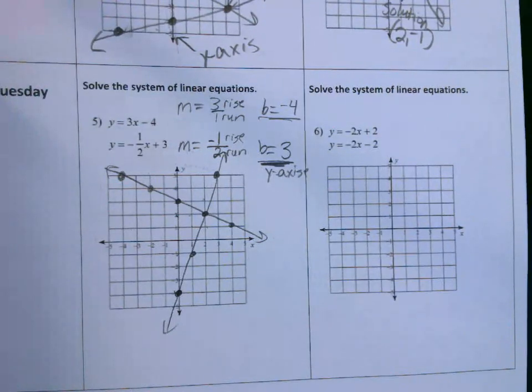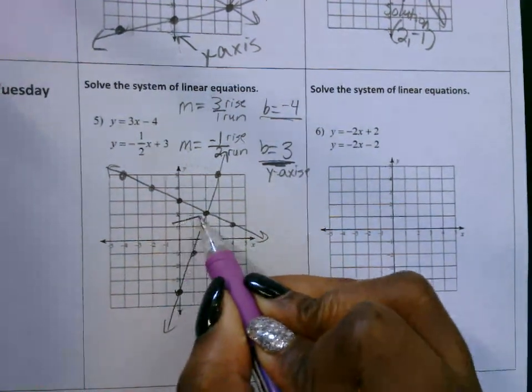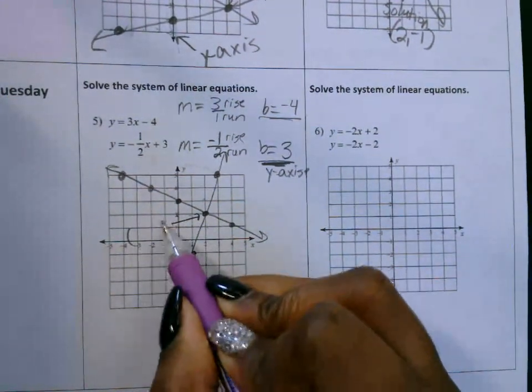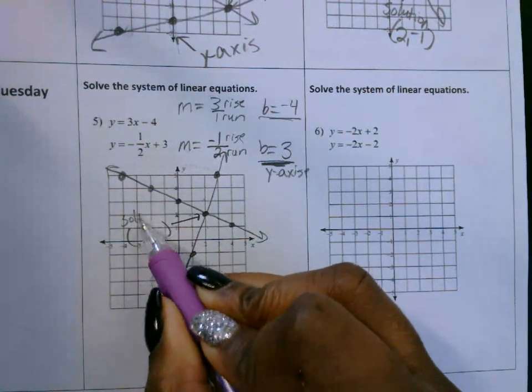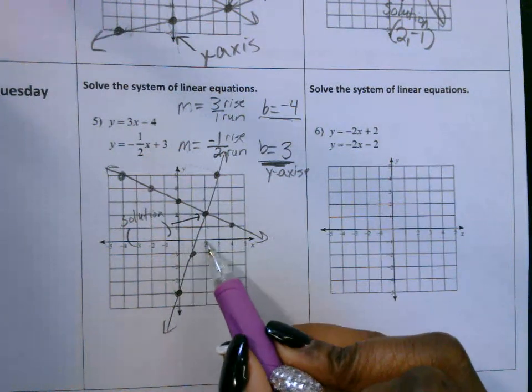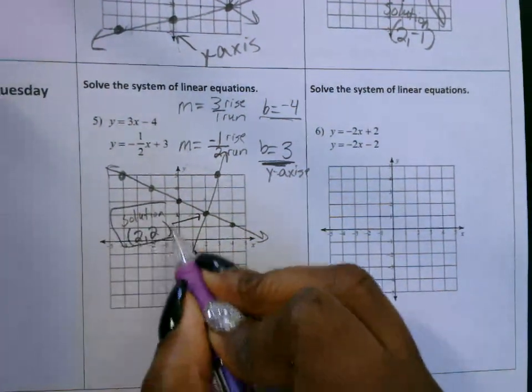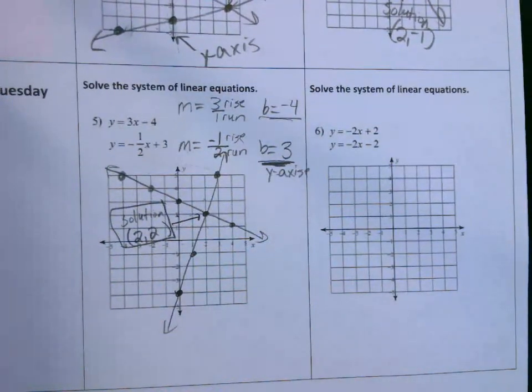The solution is going to be where the points cross. They cross right here, so this is going to be the solution. What ordered pair is that? What ordered pair? What do you say? 2, 2. That's the solution because that is where they cross. That is the one point that they share.